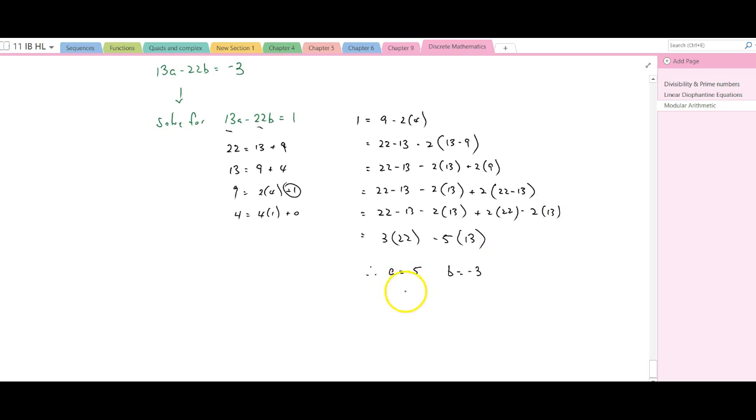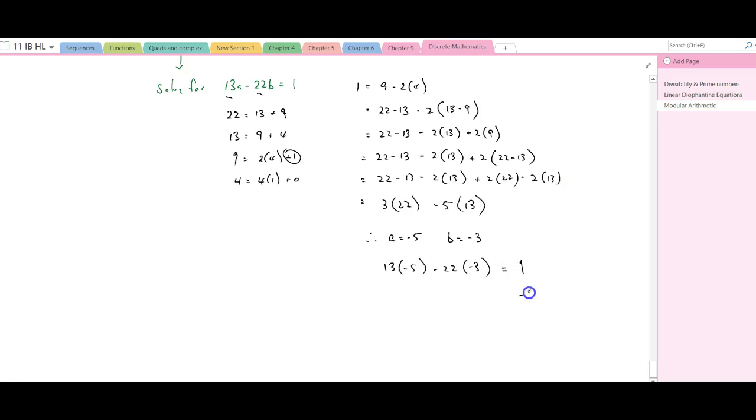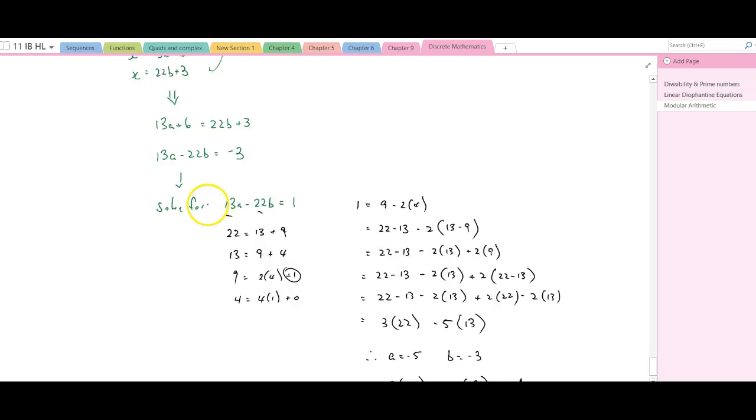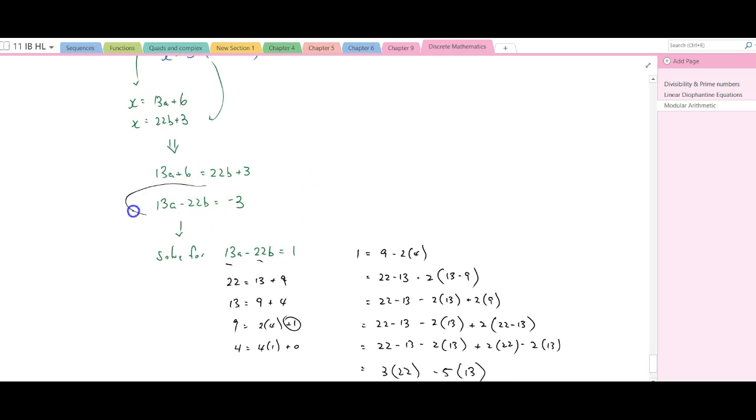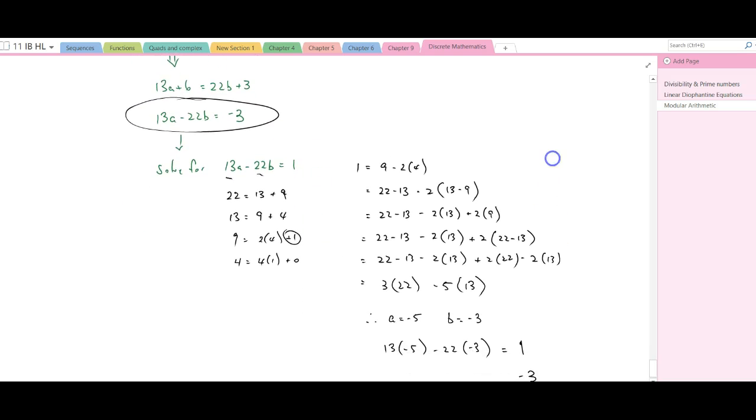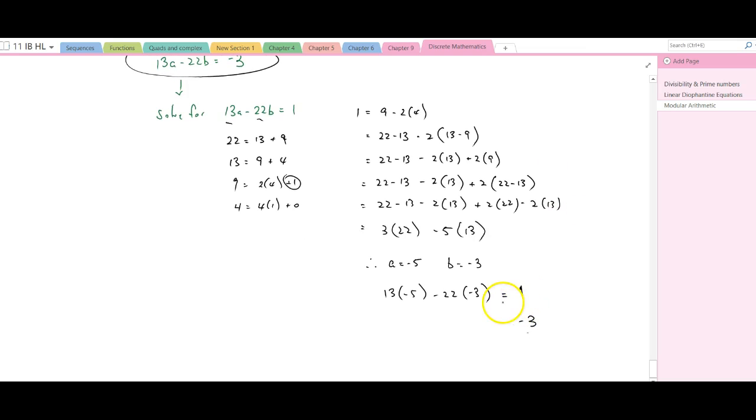So just check that. 13 lots of minus 5, minus 22 lots of minus 3, that's minus 65 plus 66, so that equals 1. Alright, so that's what I need, but I want minus 3, don't I, as my solution up here. If we have a look, this is what I'm solving for right here. So I want minus 3, I've got 1, so I'm just going to multiply by minus 3. So 13 lots of 15 minus 22 lots of 9, that's going to equal minus 3.